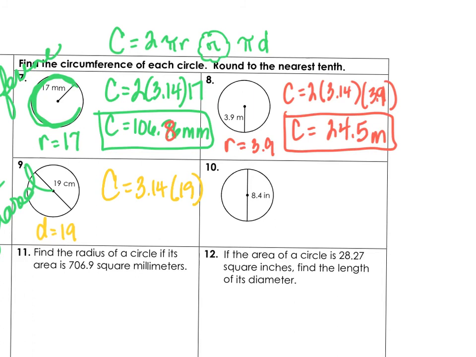I got 59.66. So circumference equals 59.7 centimeters. Is that what you got? If not, I'm sure you'll let me know.